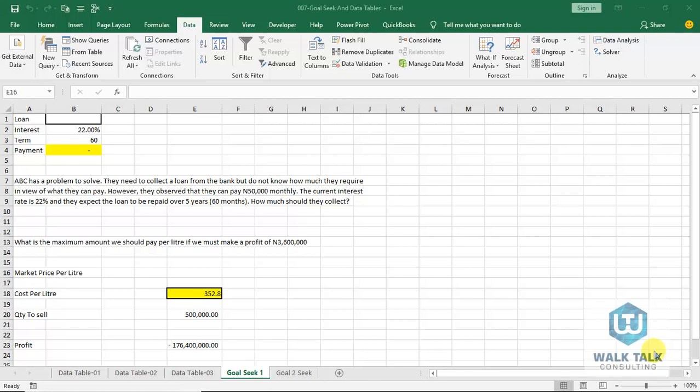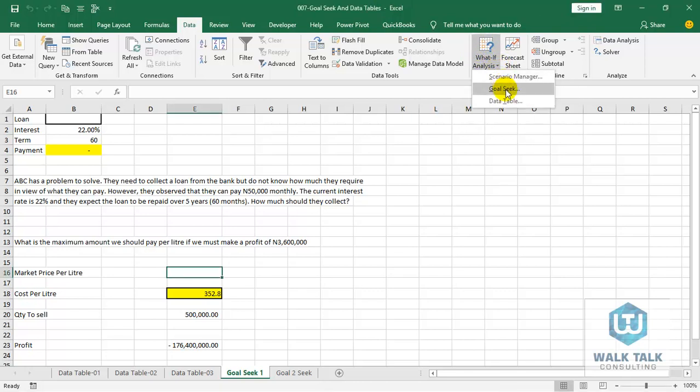Now you're welcome once again to the 7th video of the third part, which is the advanced level of my advanced Excel tutorial. Now on this video we are going to look at another what if analysis tool, which is called the GoalSeek. The GoalSeek helps you to find an input that will help you to achieve an output.